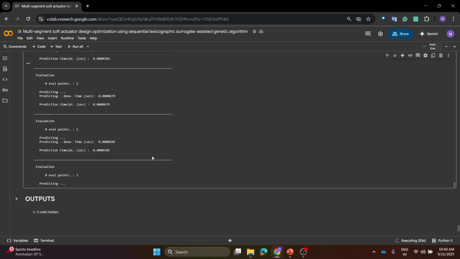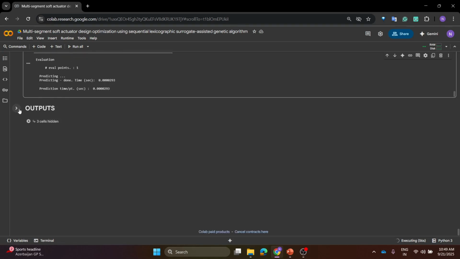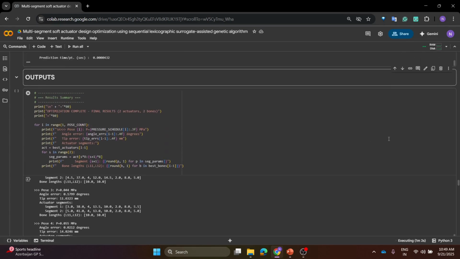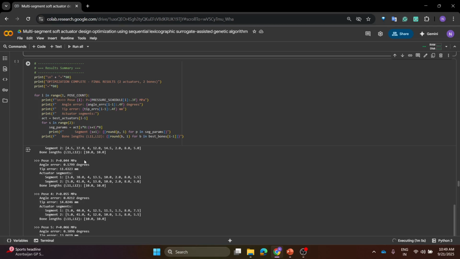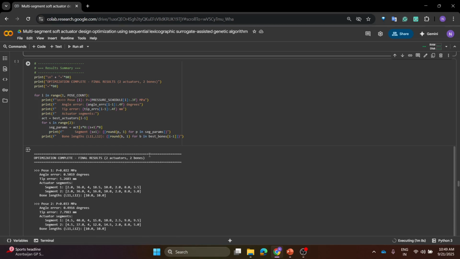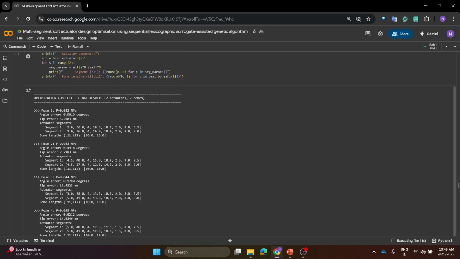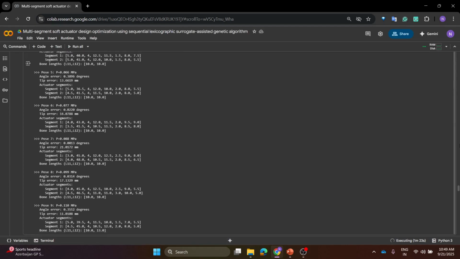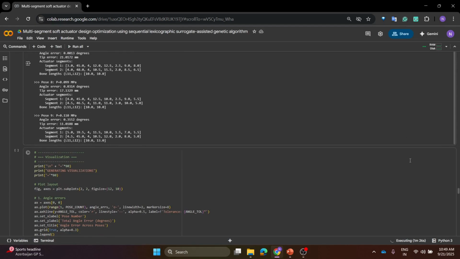Here this is the GA running, and due to time constraints I will quickly shift to the result summary. Here you can see pose 1 and the angle error, tip error, and now this specific design set will act as the initial population for the second pose, and this is what I call the warm start procedure within the GA, right? So here we are seeing pose 9, right? And this will be our final pose, and this is the actual design set I will be using for CAD, right?